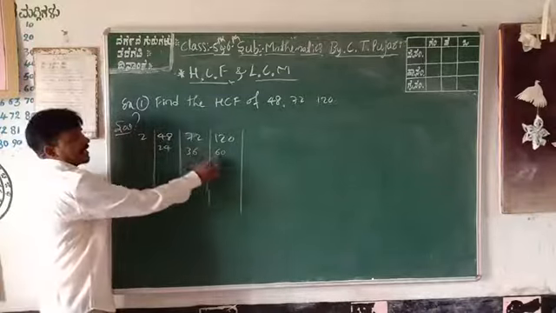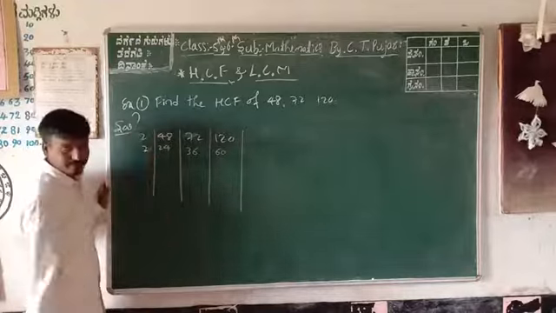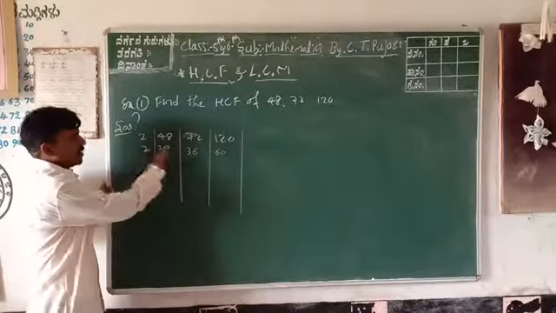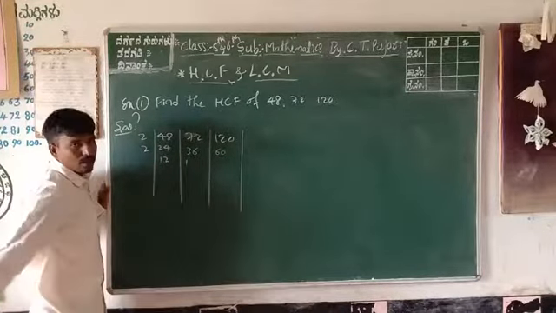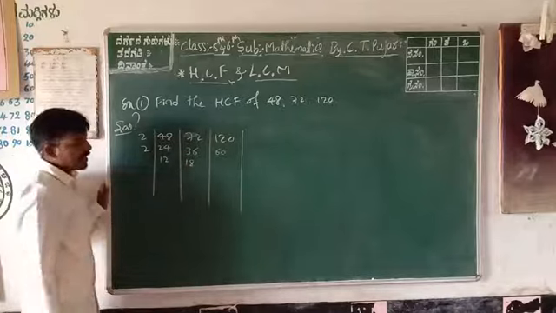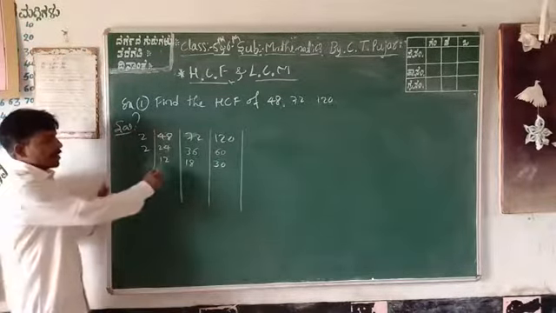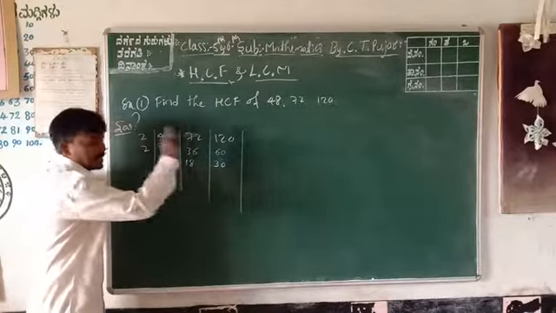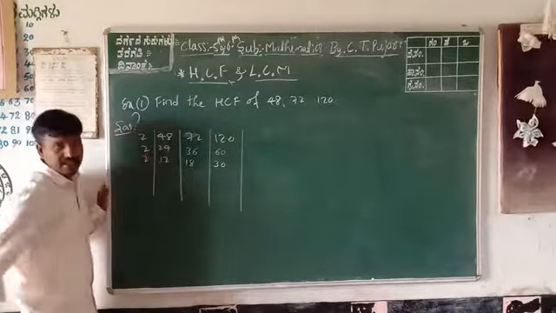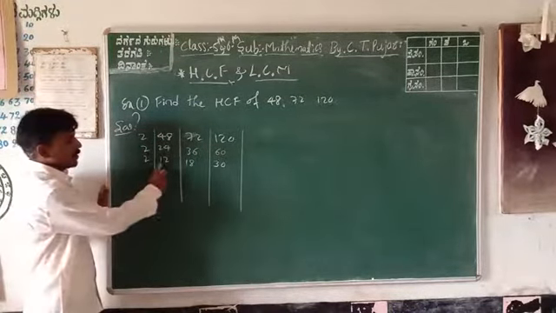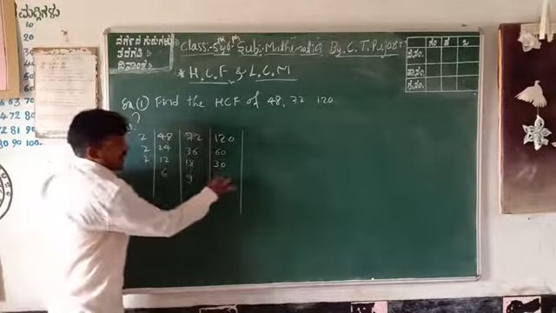Again, these three numbers are divisible by 2. 2 1s are 2, 2 2s are 4, 2 8s are 16, 2 3s are 6, 12, 18, 30. Again these three numbers are divisible by 2, so 2 6s are 12, 2 9s are 18, 2 15s are 30.